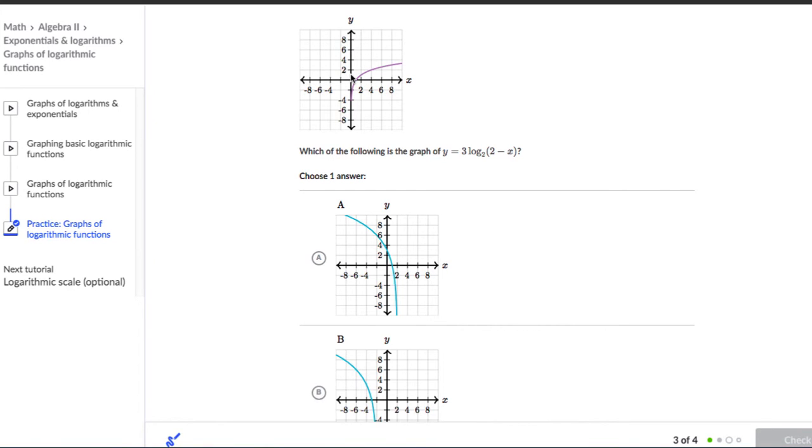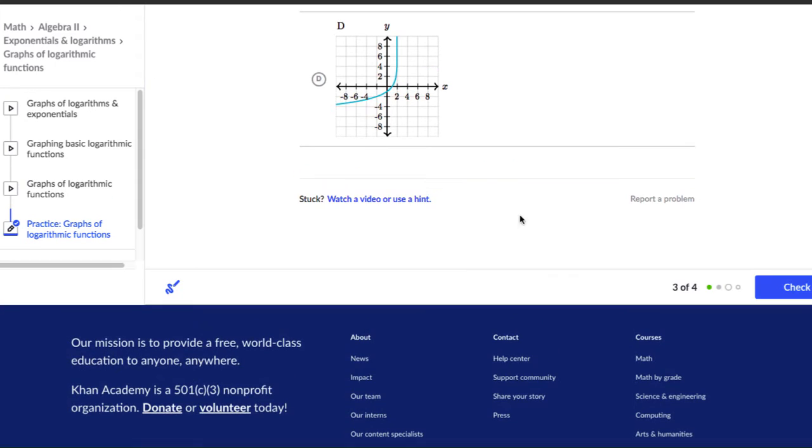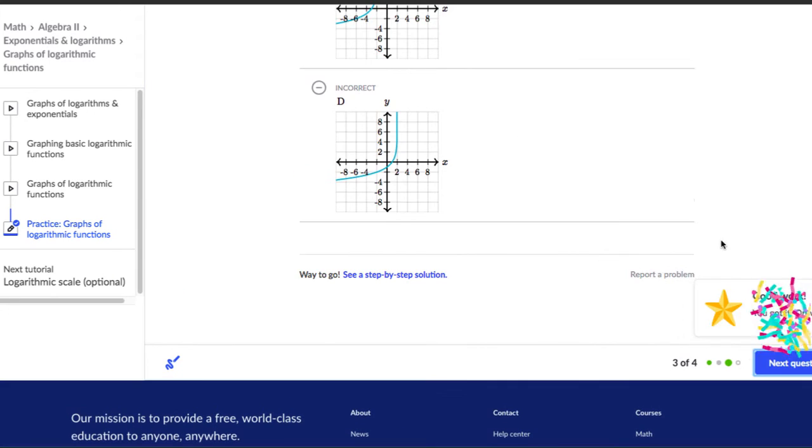Negative x means you flip over the y-axis. It stays right on the y-axis. If it's on the y-axis and I reflect over the y-axis, it's still on the y-axis. Then multiply by 3. It was 1, now it's up to 3. Anything else? No. I'm looking for something that goes through 0, 3. It's not D.